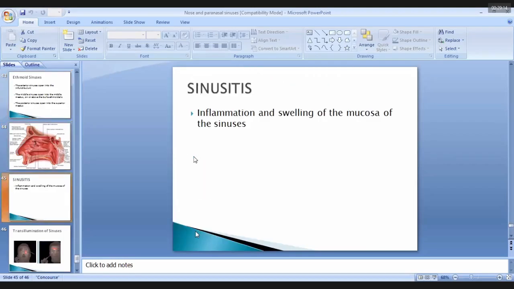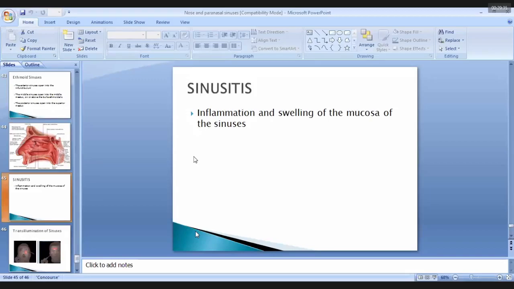A clinical condition associated with the paranasal sinuses is known as sinusitis. That is an inflammation or swelling of the mucosa of the sinuses. That is simply known as sinusitis, the inflammation of any of the paranasal sinuses. That is usually associated with infection of the nasal cavity.